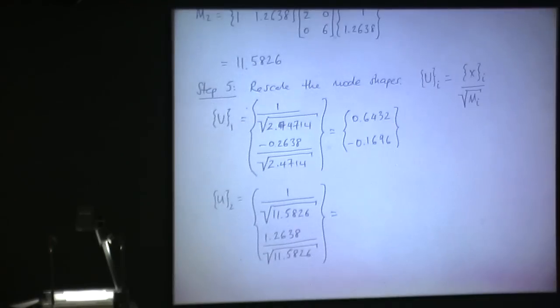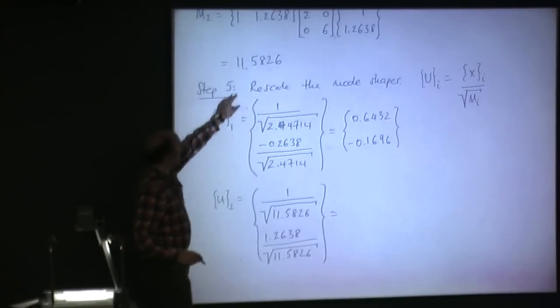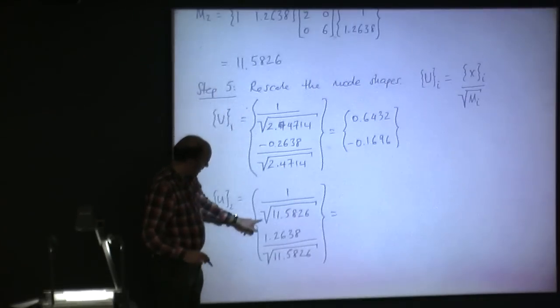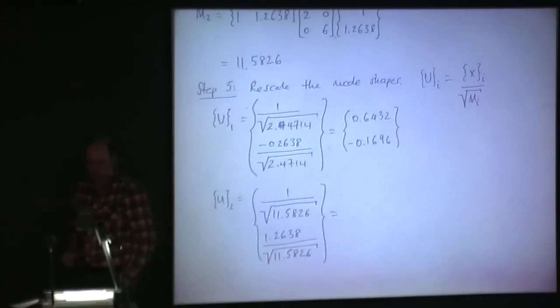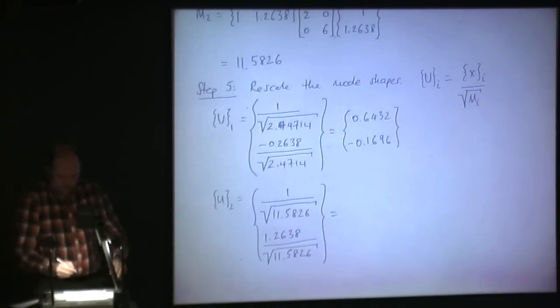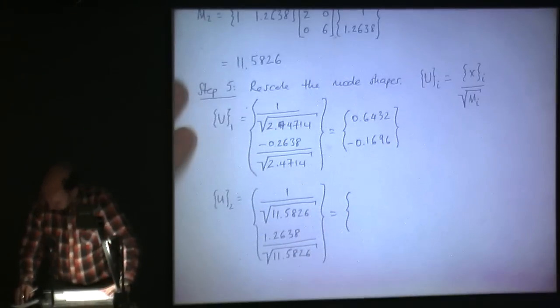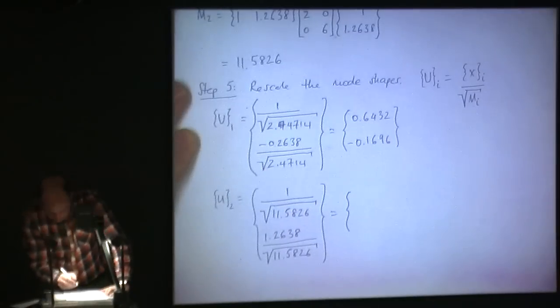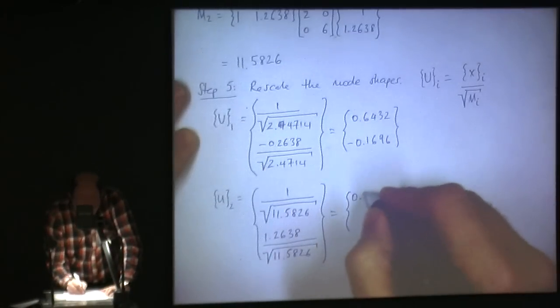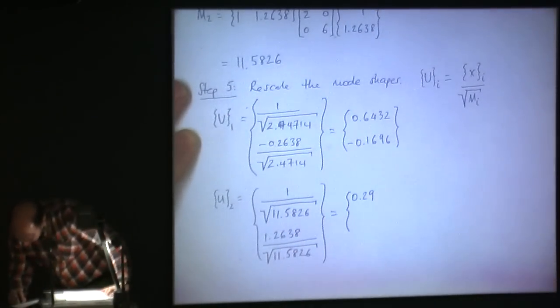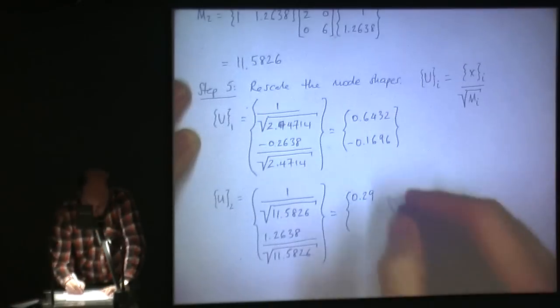For the second one, we take our second mode shape, which is 1 and 1.2638, and we divide by the square root of our second modal mass, m2. So we've got 11.5826 square rooted in the denominator for each of those terms. And so again, that gives us another mode shape, which I can write out.